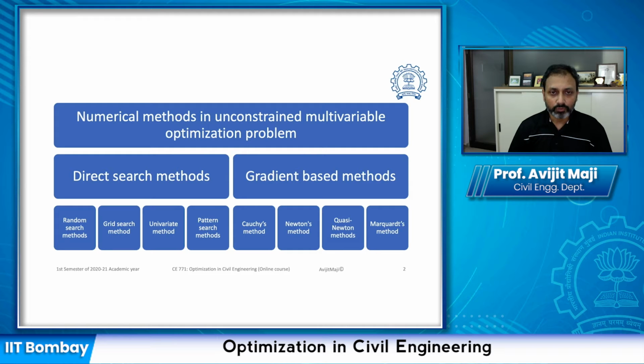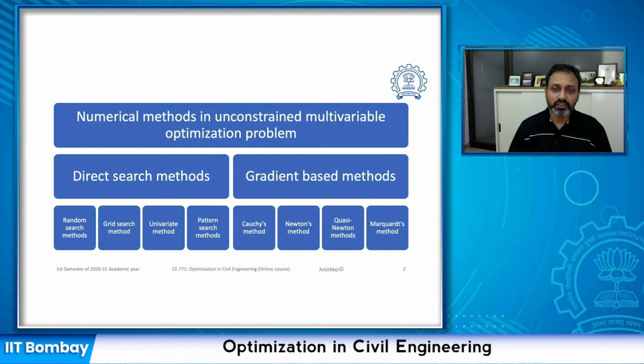In both methods, no doubt we could reach the optimum solution faster than the other methods for the multivariable objective optimization problem we have discussed earlier, which were the random search method, grid search method, and univariate method. Once we identify the pattern, we could reach the optimum solution faster. But still we are not considering the gradient.